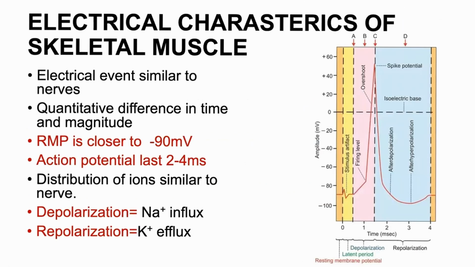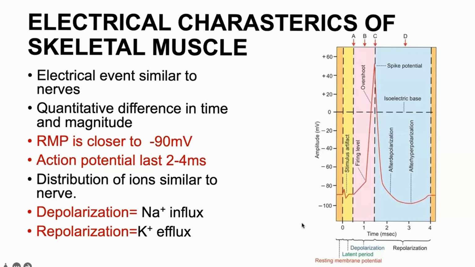So in terms of the electrical characteristics of skeletal muscle, the electrical event is similar to the nerves, where the only difference is the resting membrane potential for the skeletal muscle. It's around minus 90 millivolts. For the cardiac muscle, around 80 millivolts. So it's nothing that you need to commit so hard to memory. Nervous tissue around 70 millivolts, cardiac muscle around 80 millivolts, skeletal muscle around 90 millivolts, smooth muscle around 60 millivolts. The action potential in skeletal muscle lasts 2 to 4 milliseconds.